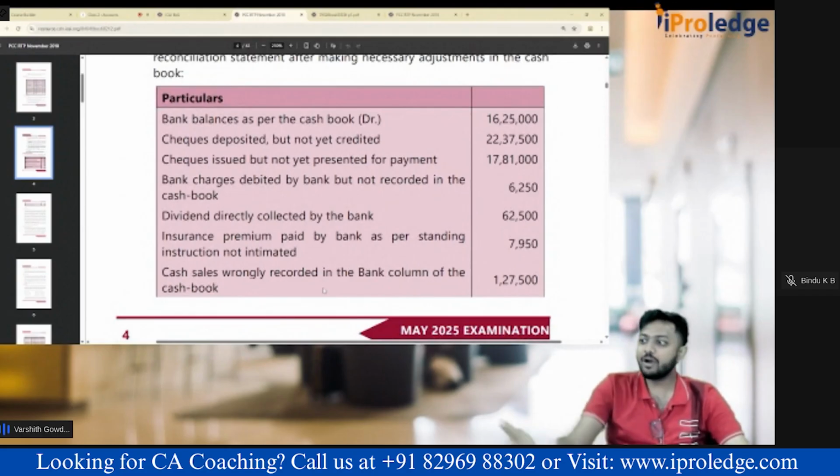Adjusted cash book. Now what has happened? Our cash sales, we have put it in the bank column. My mistake. It's a cash book adjustment.